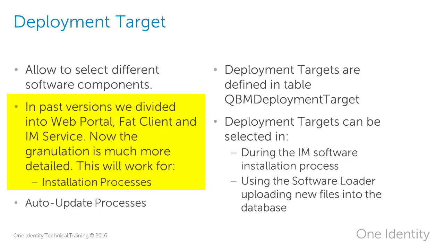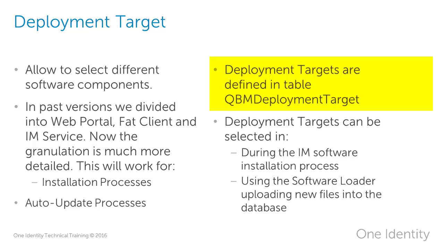In version 7, we have inserted something that is called deployment targets. Deployment targets allow you to assign files to a much more granular structure than before. And these deployment targets will be used during the installation, just as a selection, or when using the software loader to insert new files into the database. Additionally to that, the auto update feature will also use these deployment targets. Deployment targets are defined in a table that is named QBMDeploymentTarget, and by default they are delivered from our R&D developers.